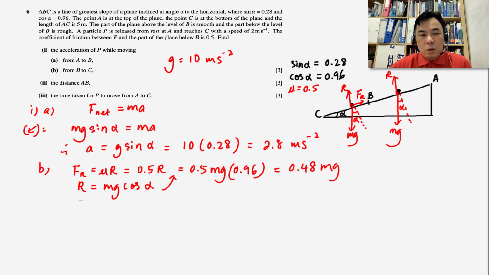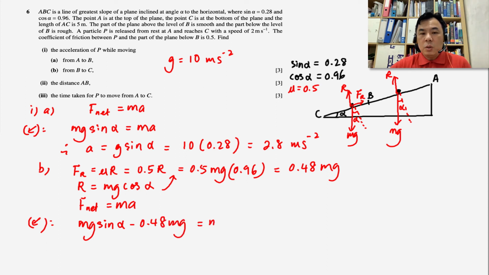By using Newton's second law one more time on B, we have F net equal to ma again. The resultant force acting along the slope is the same. The only thing different now is mg sine alpha subtract off the frictional force, which is 0.48 mg, equal to ma, its acceleration. And then by rearranging, we find that the acceleration is given as g sine alpha, which is 0.28, minus 0.48 g here.